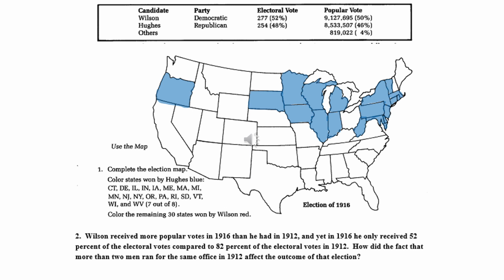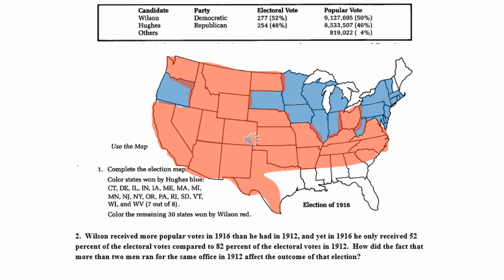So the remaining ones that were won by Wilson, we're going to go ahead and just color them in red. And there we go. It says Wilson received more popular votes in 1916 than he had won in 1912, and yet in 1916 he only received 52% of the electoral votes compared to 82% of the electoral votes in 1912.